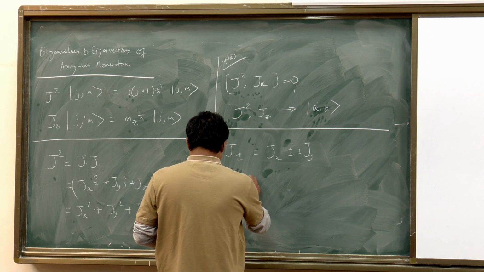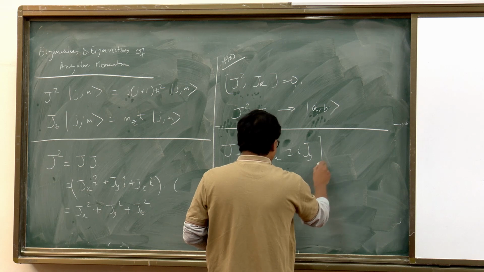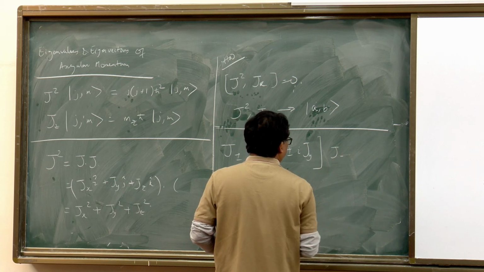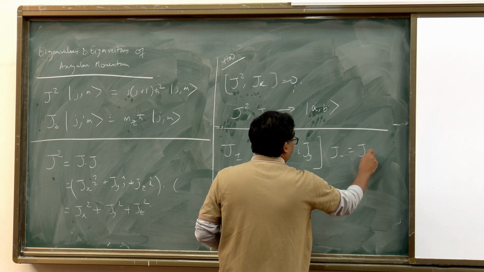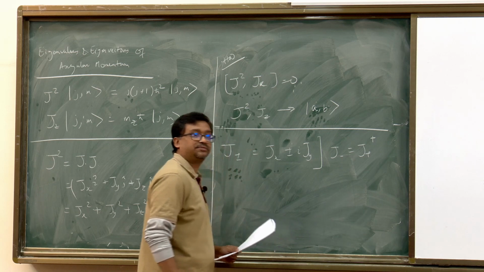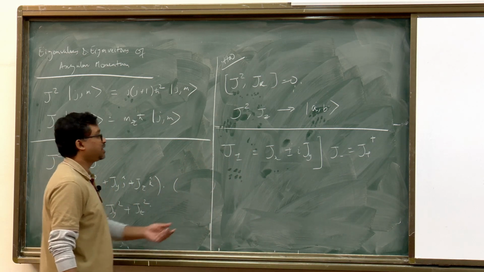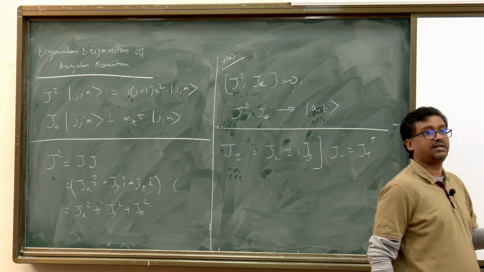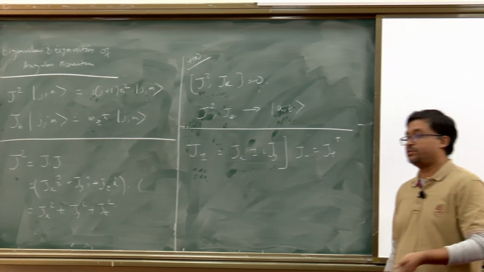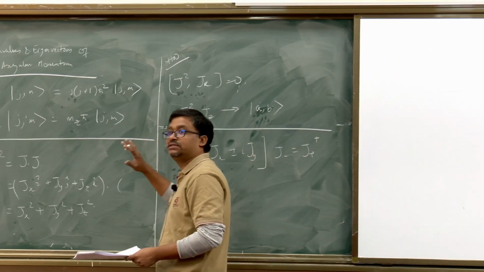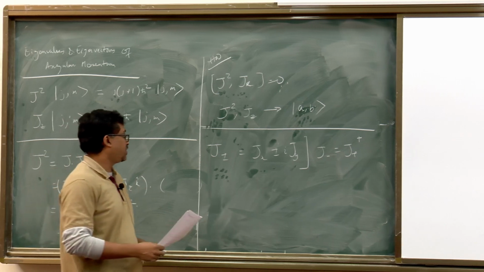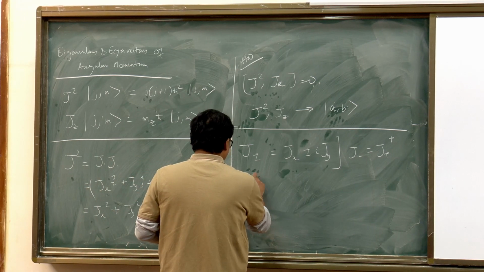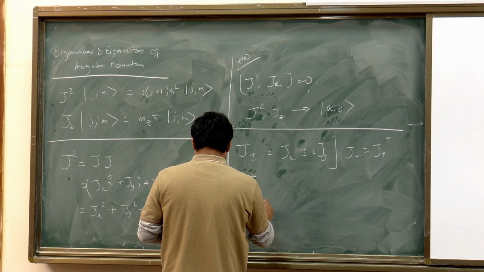Now, one thing is also clear: if we define it like this, then J minus is actually the dagger of J plus, because Jx and Jy are Hermitian operators, so Jx dagger would be Jx and Jy dagger would be Jy, and since they are, it will be so. Okay. Now, let us figure out some commutation relations.